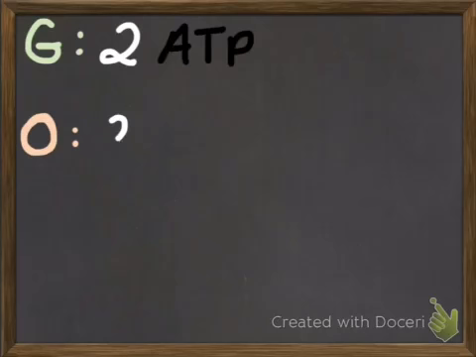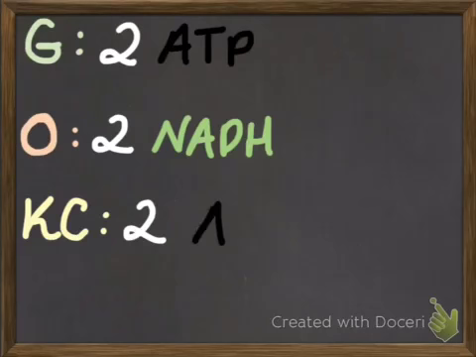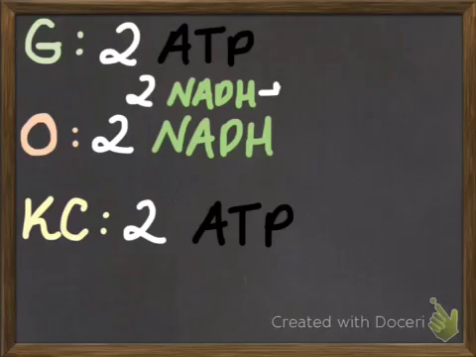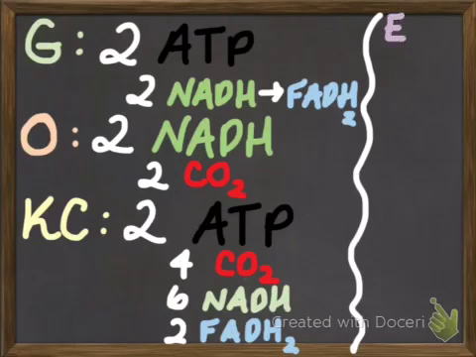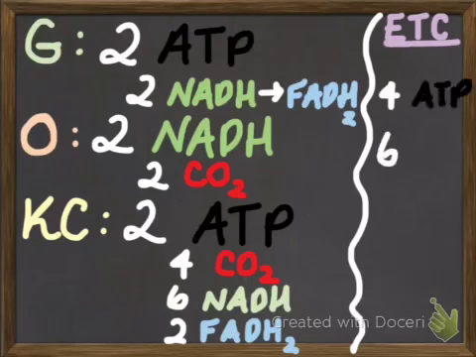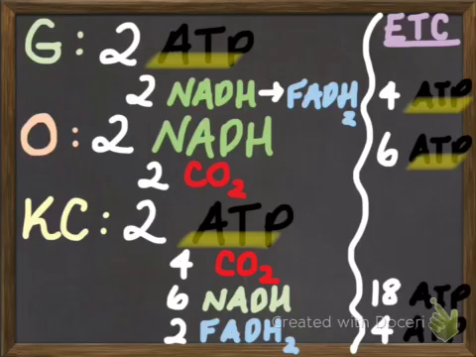First, glycolysis produced 2 ATP and 2 NADHs, which the electron transport chain used to make 4 ATP. Then, oxidation of pyruvate produced 2 NADH, which the electron transport chain used to make 6 ATP, and 2 carbon dioxides. Lastly, the Krebs cycle produced 2 ATPs, 4 CO2s, 6 NADHs, which the electron transport chain used to make 18 ATPs, and 2 FADH2s, which the electron transport chain used to make 4 ATPs.